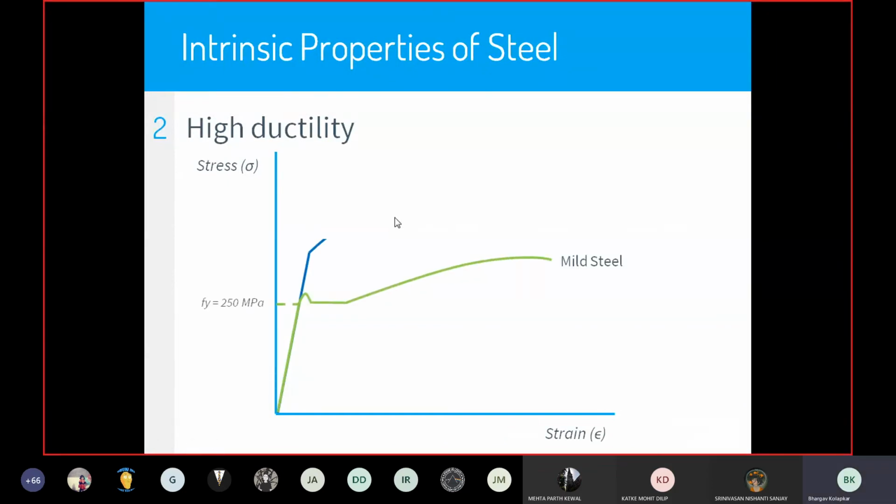So this is mild steel and this is high strength steel. When I look at these two graphs, there are two observations that we can make. First, high strength steel has a higher strength as compared to mild steel, but mild steel has higher ductility as compared to high strength steel. Do you get the difference?